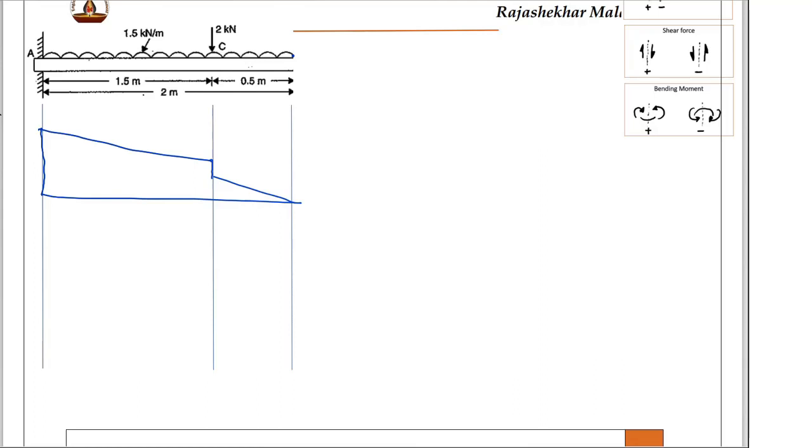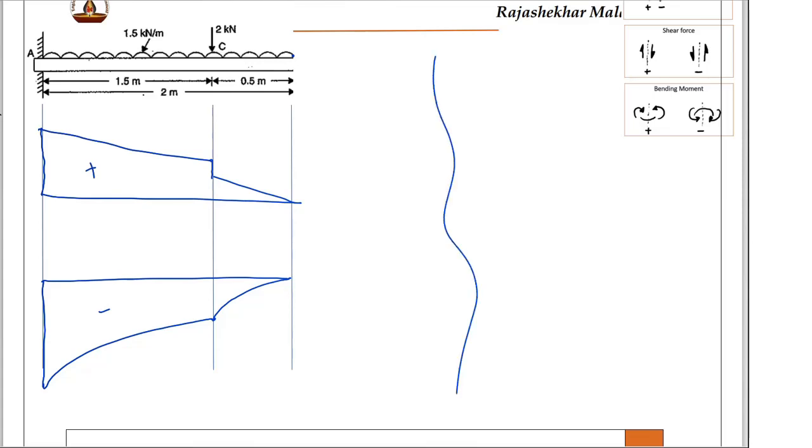You can cross check the values, you can write. Then the bending moment diagram will be something, 0 here, then it will be something here, then after that, here you may have something like this. Okay, now this is your BMD negative, and this is a positive shear force diagram. You can solve this, write everything here, and you will get this shape.